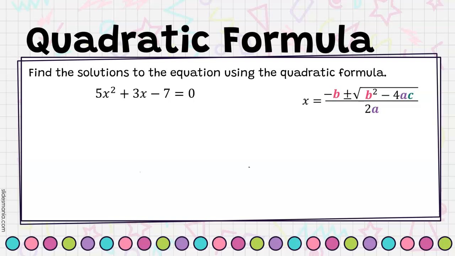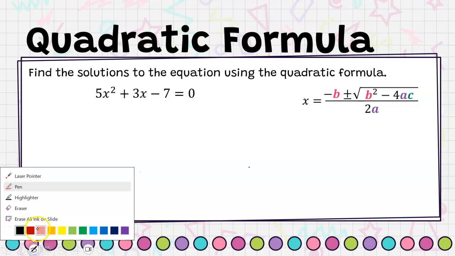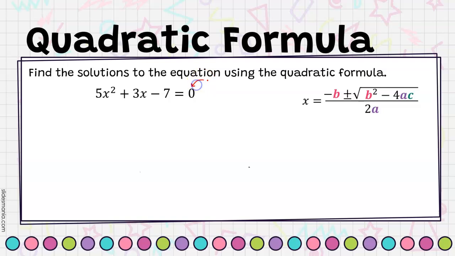All right, so here's the first equation we have. Find the solutions to the equation using the quadratic formula. Now, my equation is already in standard form. It has it equal to 0. It means that my values are all on the same side together, which means I can identify my A, my B, and my C. Oops, I made a mistake. That should be a -7.